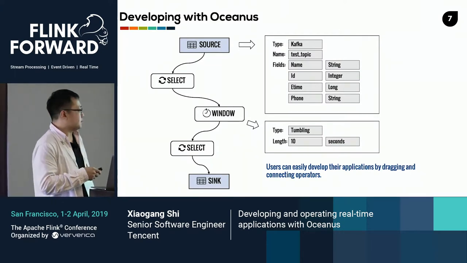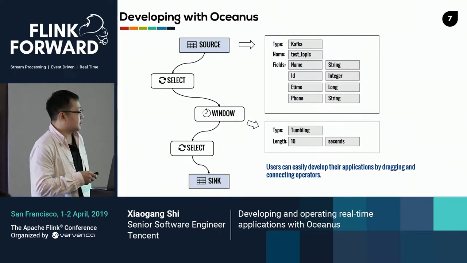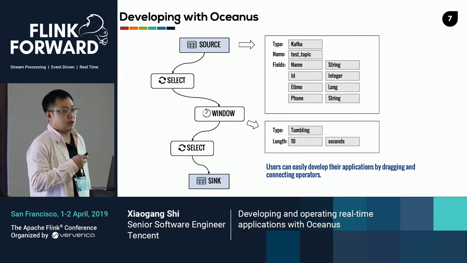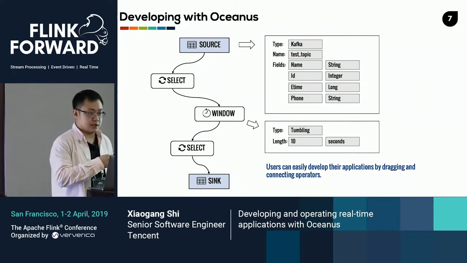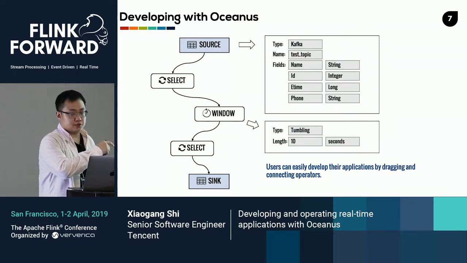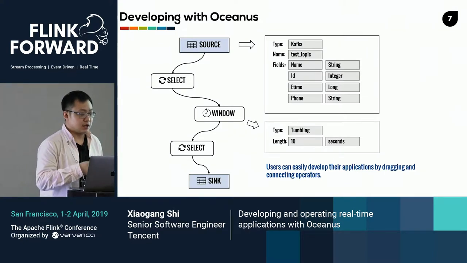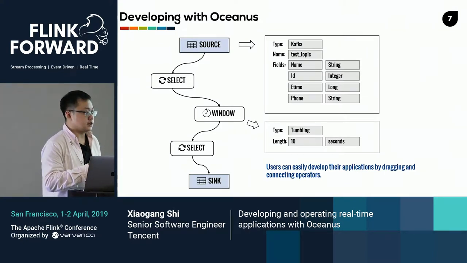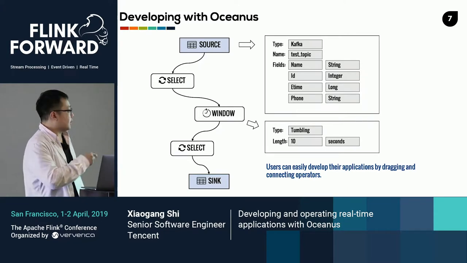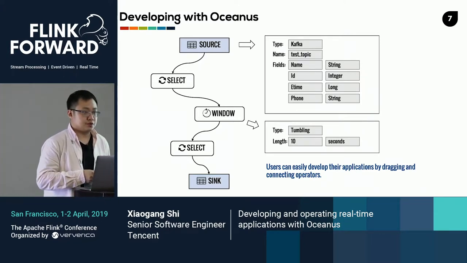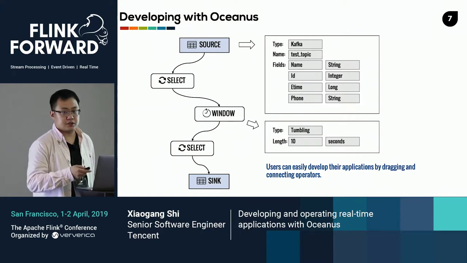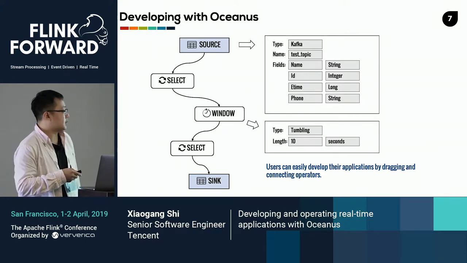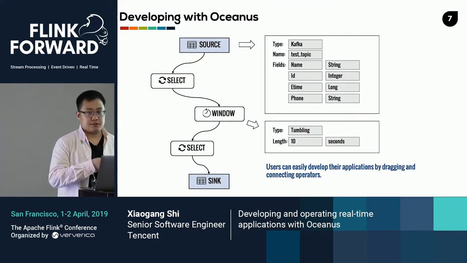The canvas is the most popular method to develop real-time applications. Oceanus provides a lot of common operations on data streams. Users can develop their applications by dragging these operators and configuring the properties of these operators. Then they can connect these operators to build their jobs. It's quite easy. Our users can focus on their application logic without the need to reason about the implementation details of these operators.